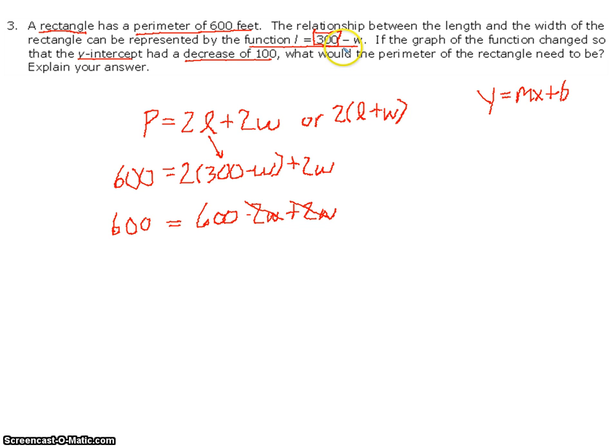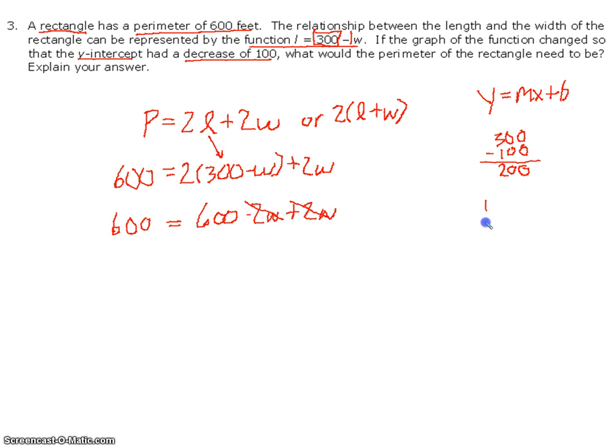My coefficient for x, which is my w in this one, is -1. If it helps, you can put the 1 there. So my m, my slope, is -1. My b is 300. So if I'm decreasing my y-intercept by 100, I'm decreasing this 300 by 100. So we're going to have 300 take away 100, giving us a new slope of 200. No, I'm sorry, not slope, I apologize. A new y-intercept. New y-intercept of 200.